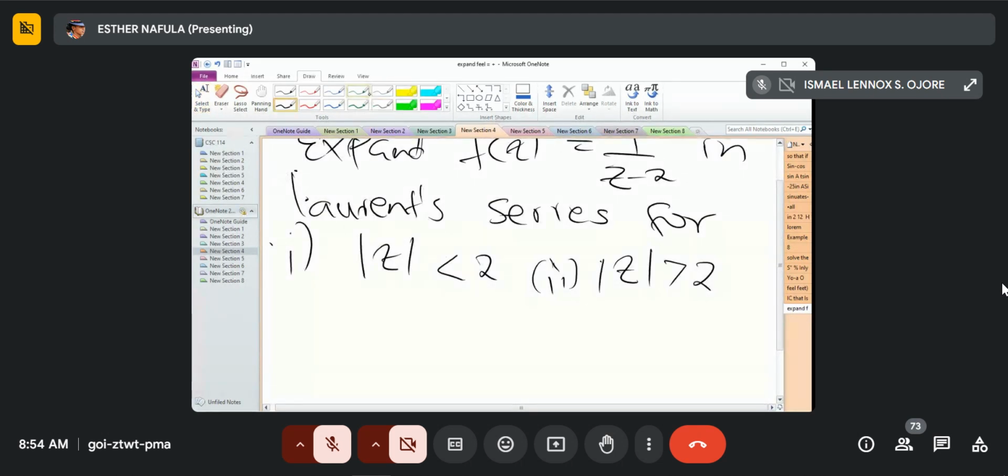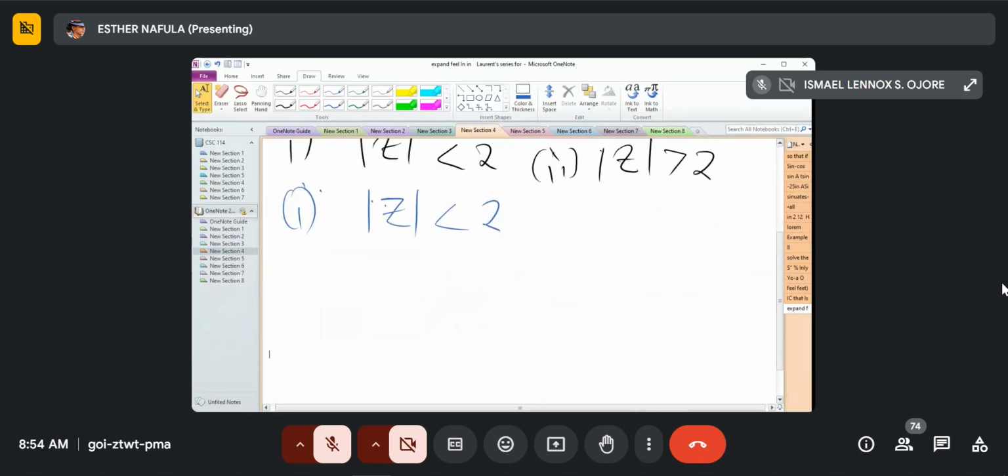So we start with the first part. You start from the condition you're given. You're given modulus of z is less than 2. For binomial theorem to be valid, you need modulus of z less than 1. So divide through by 2, you have modulus of z divided by 2 is less than 1. We now have the condition as required. We need modulus of z over 2 is less than 1.